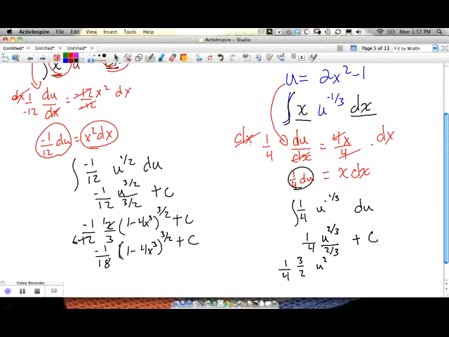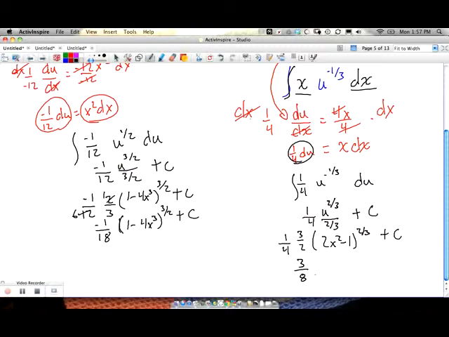Well, let's take out the u. What was u? It's 2x squared minus 1 to the 2/3 power plus c. So now this constant out front, this coefficient, is going to become 3/8. We have 2x squared minus 1 to the 2/3 power plus c. Done.